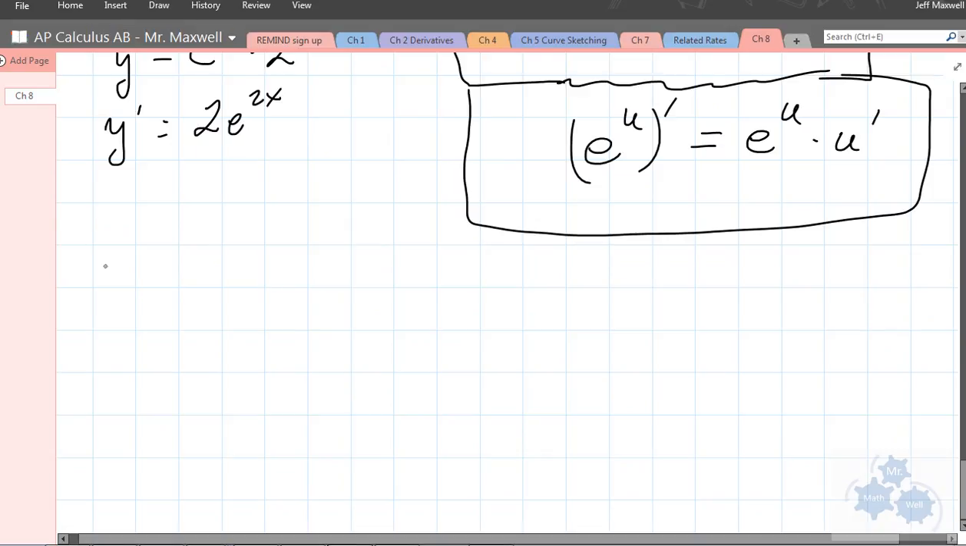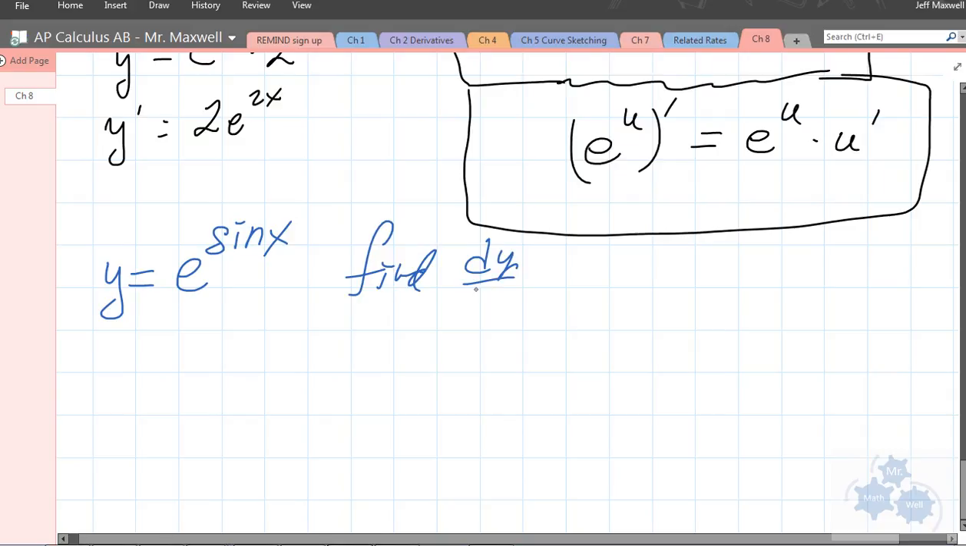Now, because you're all excited about the trigonometric functions, find dy dx. This is easy, guys. No, it's easy for you too. Trust me. Yes. Okay. Yeah, this one's easy.